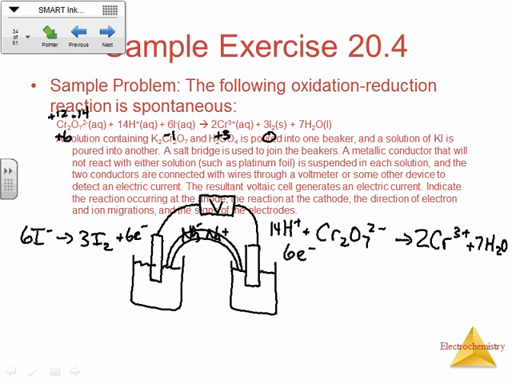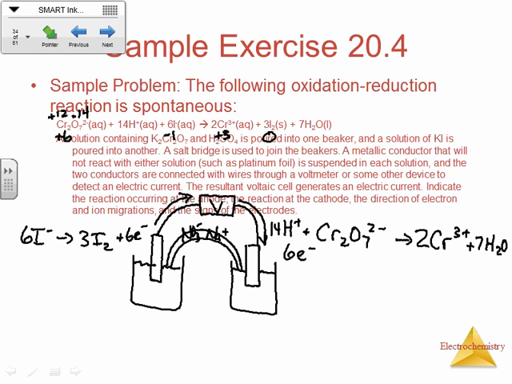All right? The direction of electron and ion migrations. Okay, so again, remember, the anode is where oxidation occurs. That's where the losing of electrons is happening. That's over here on the left. So the electrons are going to be flowing through the wire in this direction, right? Everybody okay with that? All right.